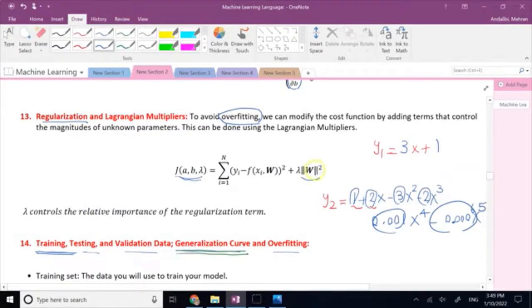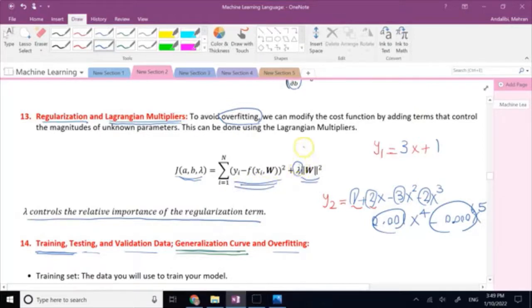And how would you add it to the sum of squared error? You simply add a multiple of that norm of the weights to this, using what? Using a coefficient, some constant number which you call the Lagrangian multiplier. This constant term lambda here shows the relative importance of this term with respect to this.